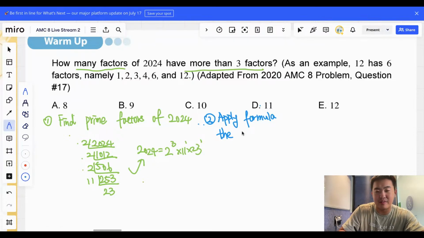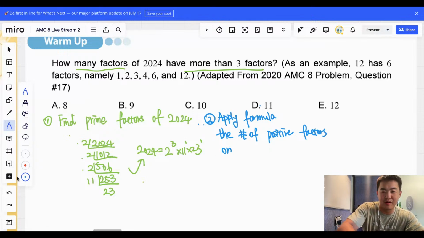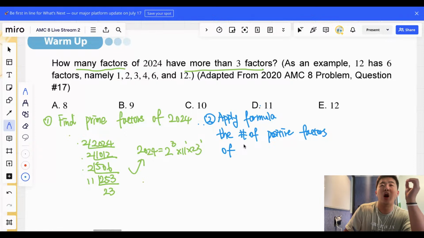The number of positive factors of, okay, so I'm rewriting. The number of positive factors of an integer is equal to all the exponent plus 1, okay, and then multiply together. So in this case, our integer is 2024.